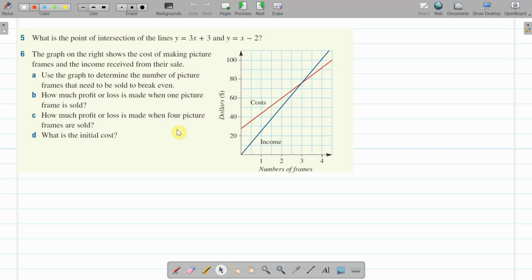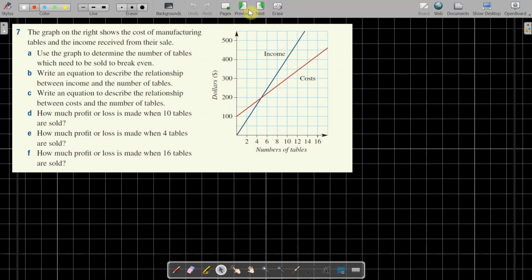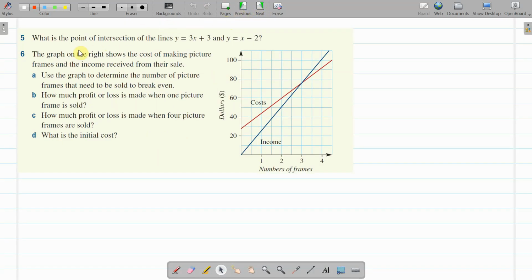Hello everyone. Let's have a look today further into chapter 5, the chapter revision. And this one we'll go probably questions 5, 6 and 7. Okay, so question 5 I'll do over here.